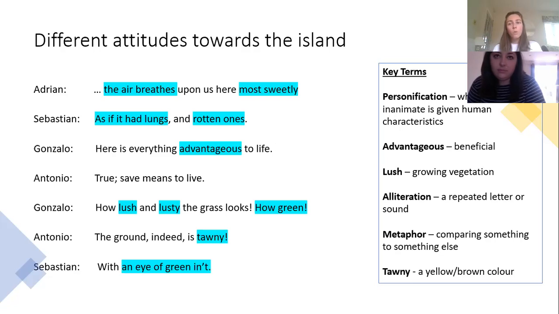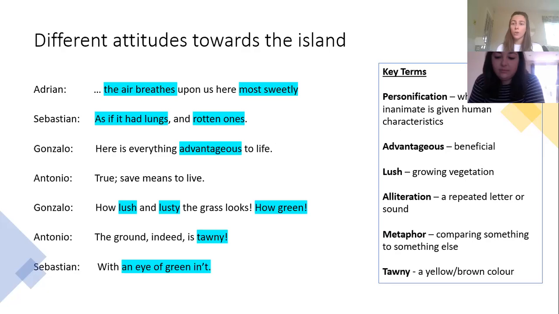But Antonio is in contrast to that and disagrees, and he explains how the grass and the ground is tawny. And the word tawny here is a yellow or brown colour, which might be connoting death, or this idea that the life amongst the grass is actually fading, and evocative of ideas towards death, as opposed to the greenery and the lushness that was expressed in the image before it.